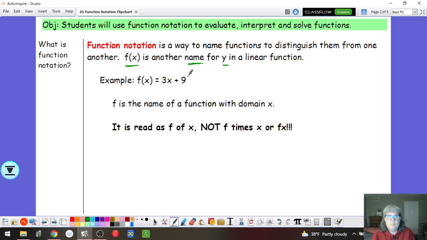I have mx plus b form, but instead of writing y, we're giving it a name. We're giving it f as the name, and x is the domain, or the input. When I read this, I read it as f of x, not f times x or fx. It's not an actual operation. This is a name. And it doesn't always have to be f. I could say g of x, h of x, r of x. I could even change the input variable. Instead of being x, it could be t, m, b, whatever the function is.